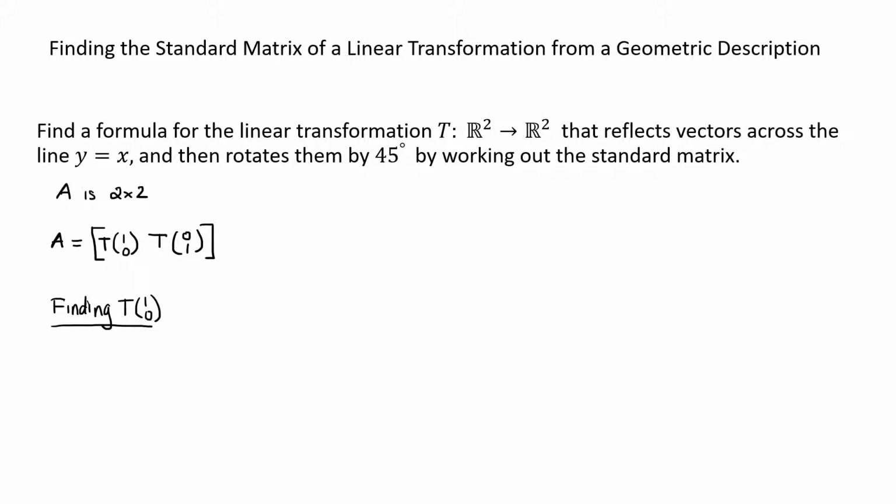Okay, so let's start by finding T of 1, 0. We start with the vector 1, 0. And then we're going to reflect it across the line y equals x. And this is going to produce the vector 0, 1. And then we want to then rotate it by 45 degrees. And since a direction isn't specified, we're going to just do the normal one of going counterclockwise. So this vector is going to rotate over to here.